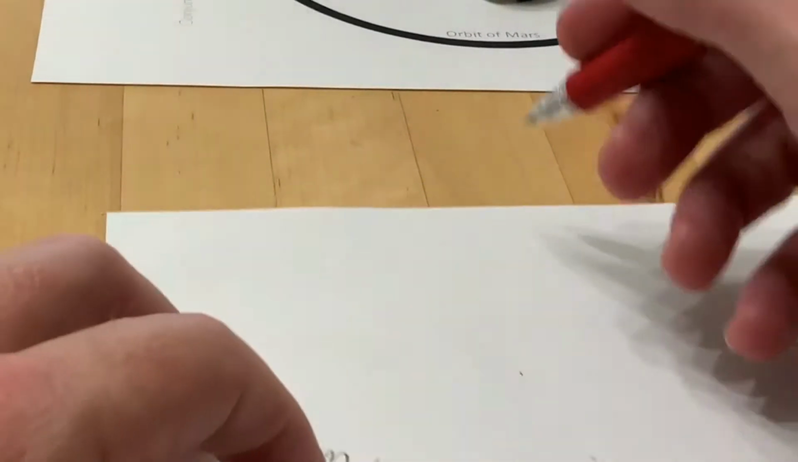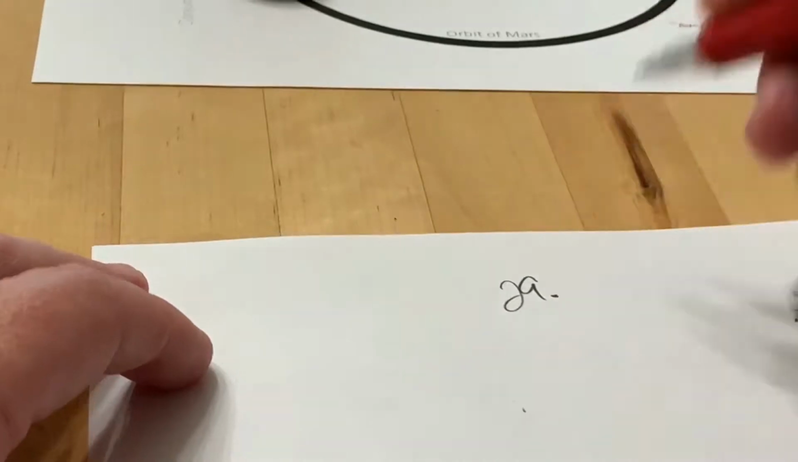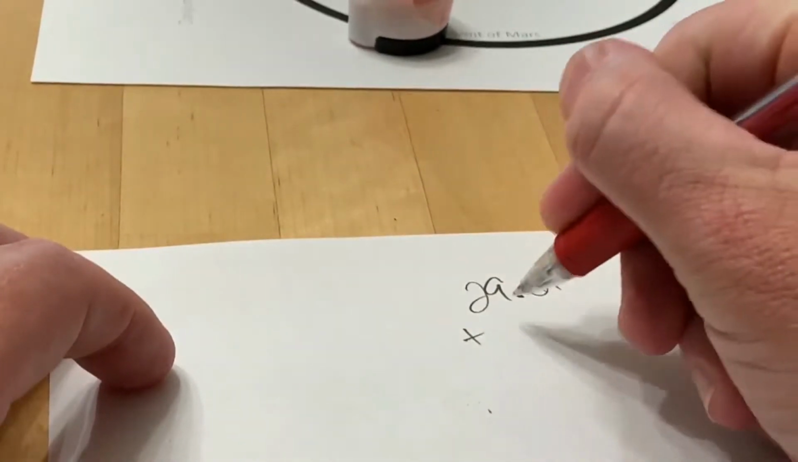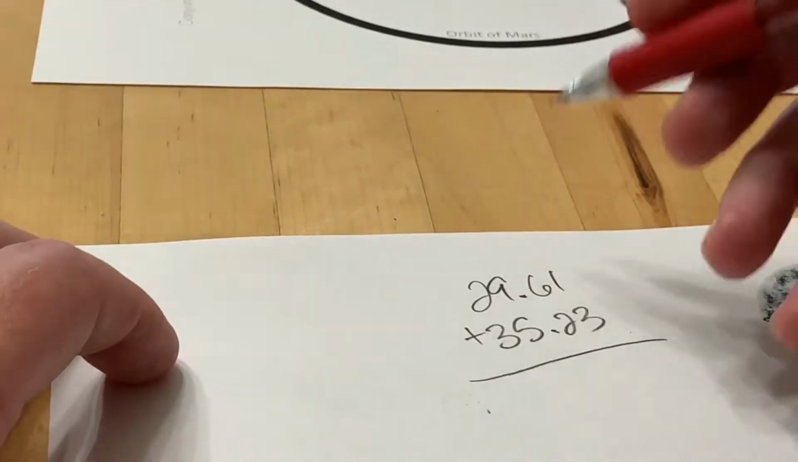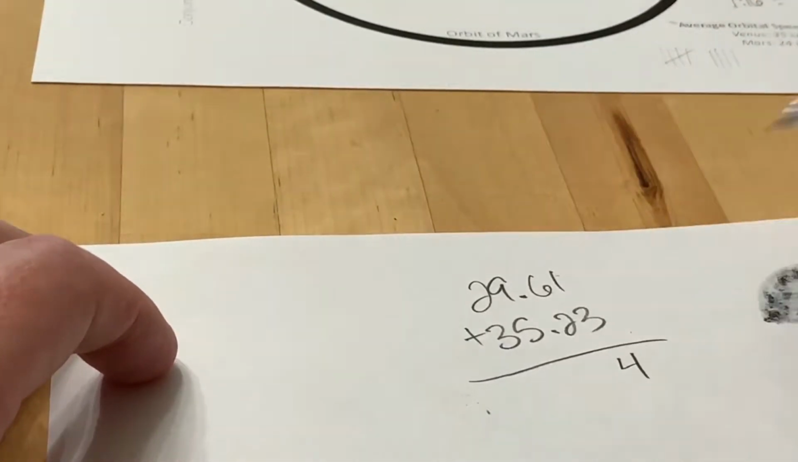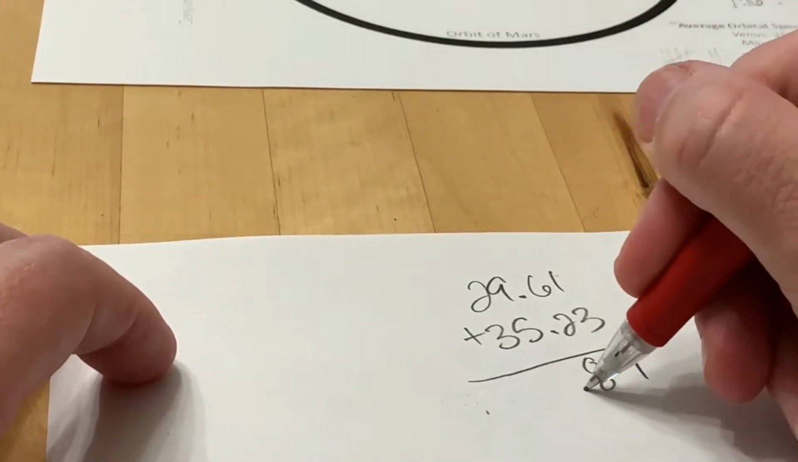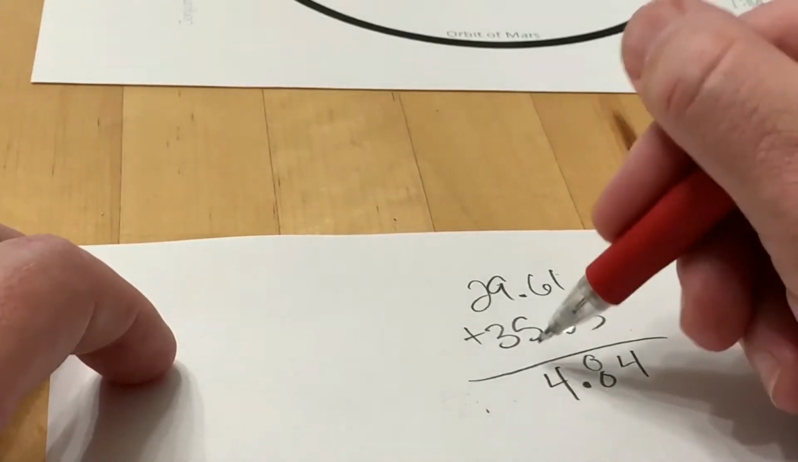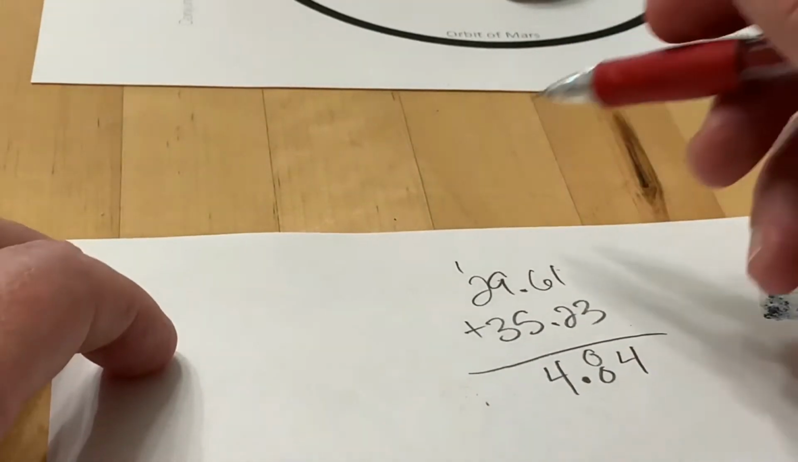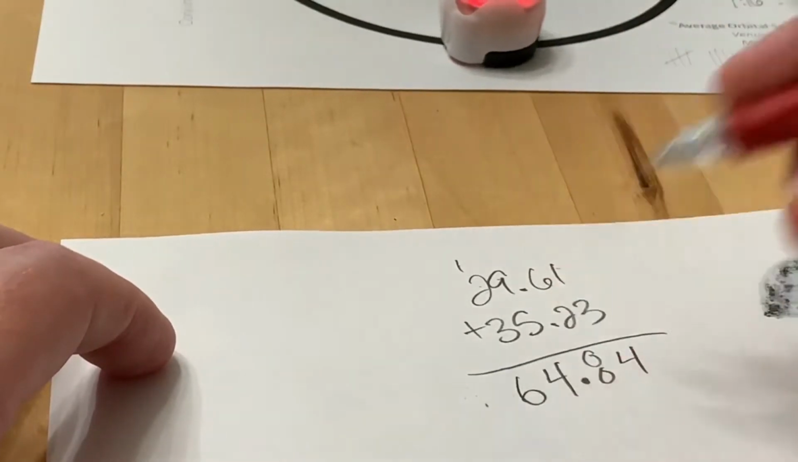Averaging, right? So let's write a good one here. I'm going to average 29.61 plus 35.23. So we just add them up. 1 plus 3 is 4. 6 plus 2 is 8. Bring my decimal point down. 9 plus 5 is 14. And then I have to regroup, put my 1 up here. Now 1 plus 2 is 3. 3 plus 3 is 6.